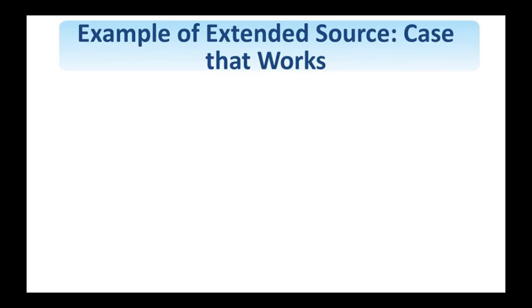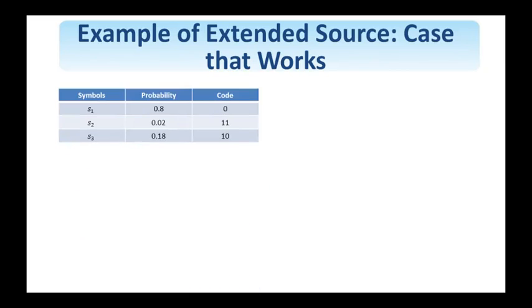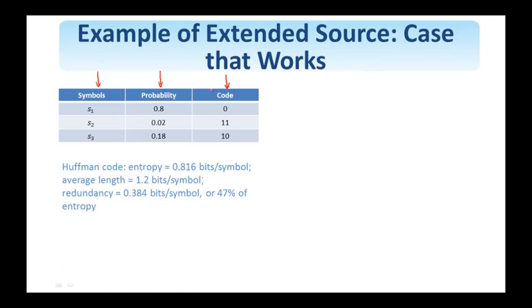Let us look at the first example of the effect of extending the source on the Huffman code. Here is the example we'll work with, a source that emits 3 symbols. Here are the associated probabilities. Based on this information, we can follow the procedure just described and design this Huffman code. Using this information about the source, we can compute its entropy, as well as the average code word length of the Huffman code.